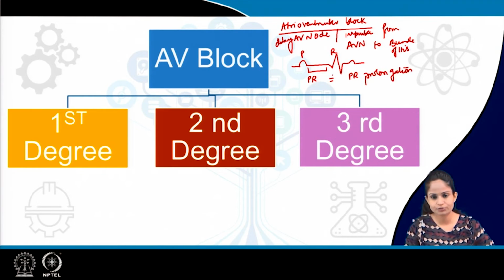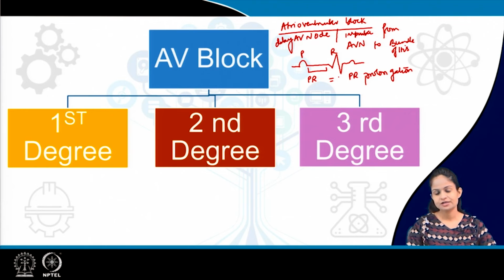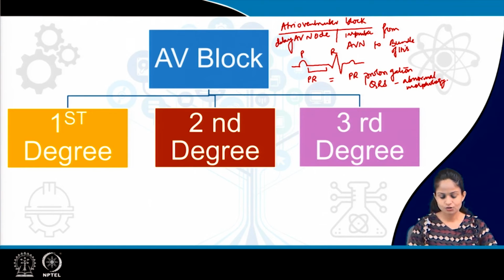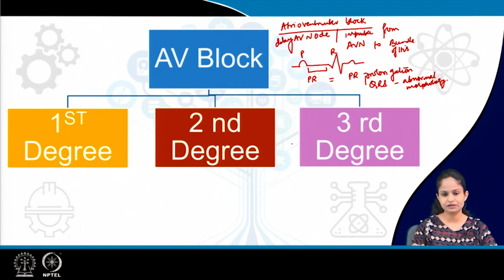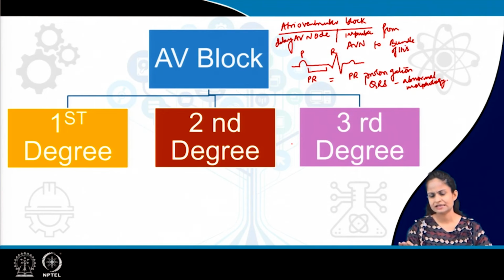This PR interval will get prolonged, and of course, the QRS complexes, the depolarizations will get affected. So, there will be abnormal morphology of the QRS complexes. So, QRS complexes abnormal morphology you can get. So, AV block, what we will see, the first degree AV block, second degree AV block and third degree. Usually the blocks nomenclature is same as that of the sinoatrial block.